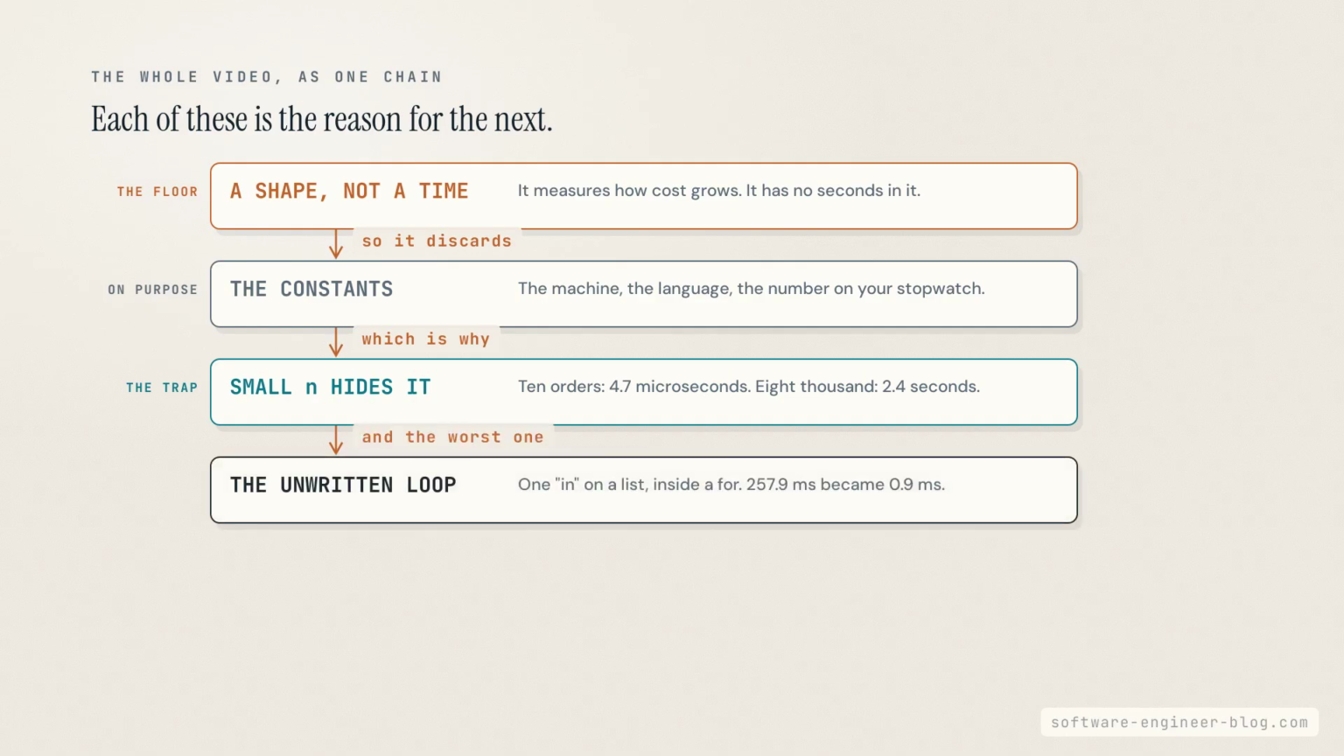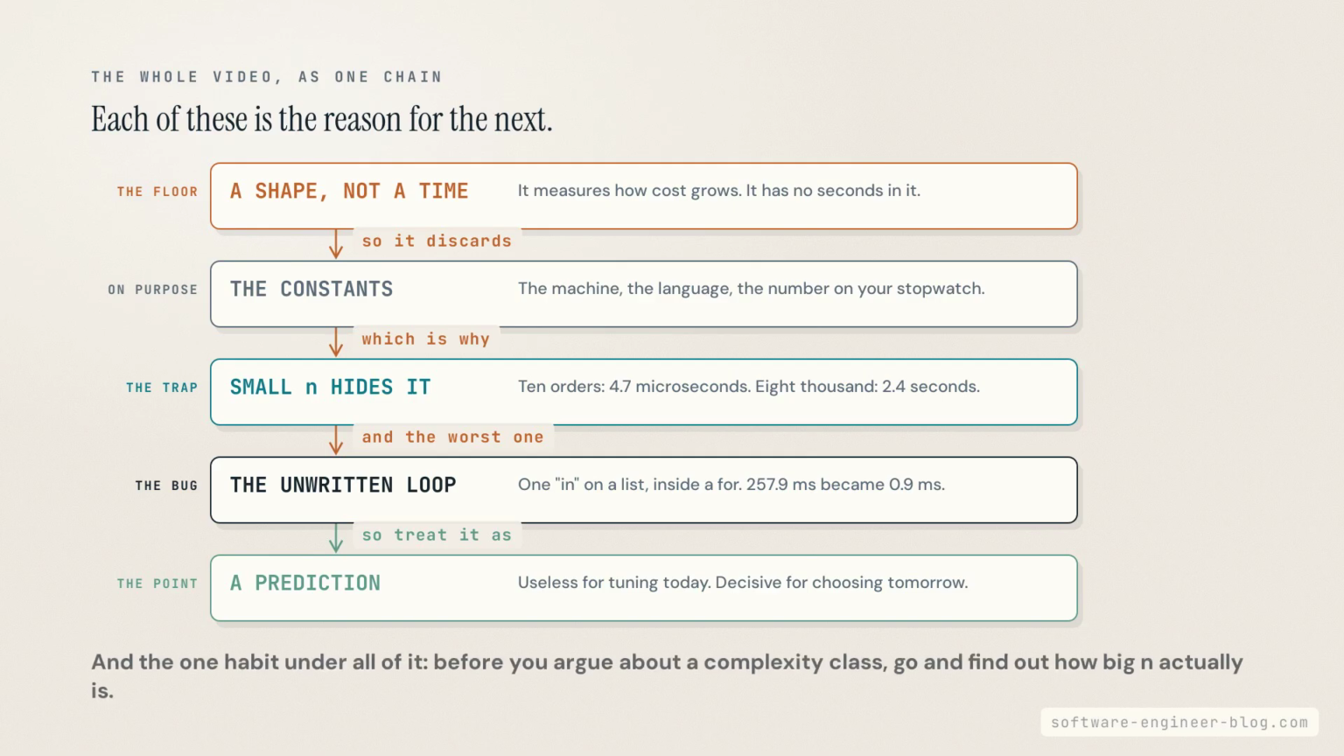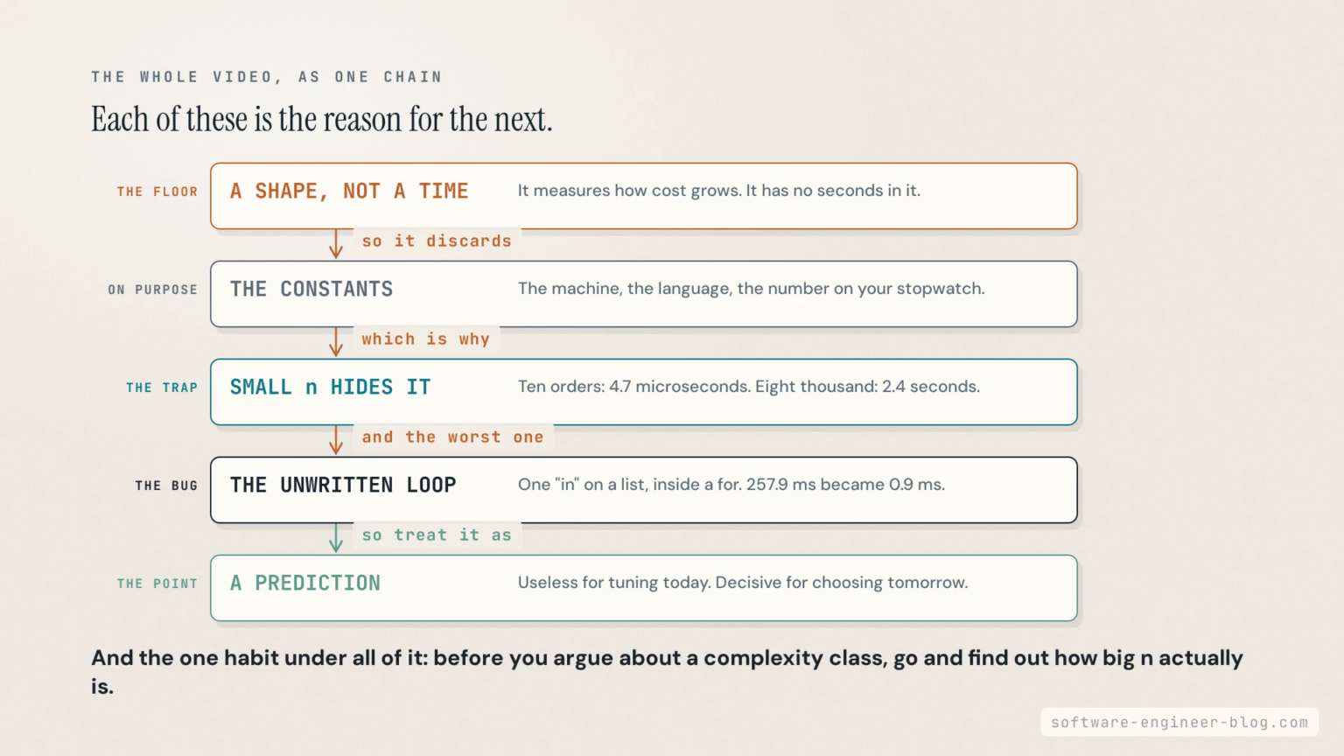And the worst version of that is never written as a loop. 1 n on a list inside of 4. 257 milliseconds became 0.9. So treat the whole thing as what it really is, a prediction. Useless for tuning today, decisive for choosing tomorrow. And underneath all of it, one habit. Before you argue about a complexity class, go and find out how big n actually is.